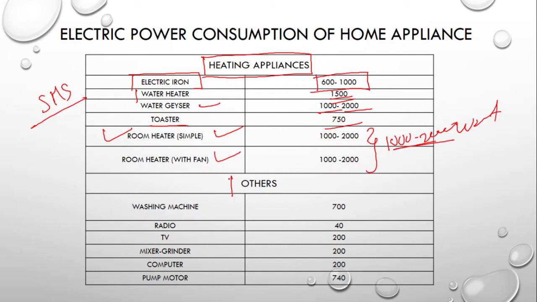Whenever we classify the appliances in the other category, there is the washing machine, which consumes 700 watt; radio, which consumes 40 watt; television, which consumes 200 watt; mixer grinder, which consumes 200 watt; and computer, consuming 200 watt. The pump motor, a single phase motor we are considering here, consumes 740 watt. So whenever we design the solar home system, we must know the approximate wattage range of most of the appliances used in the home.